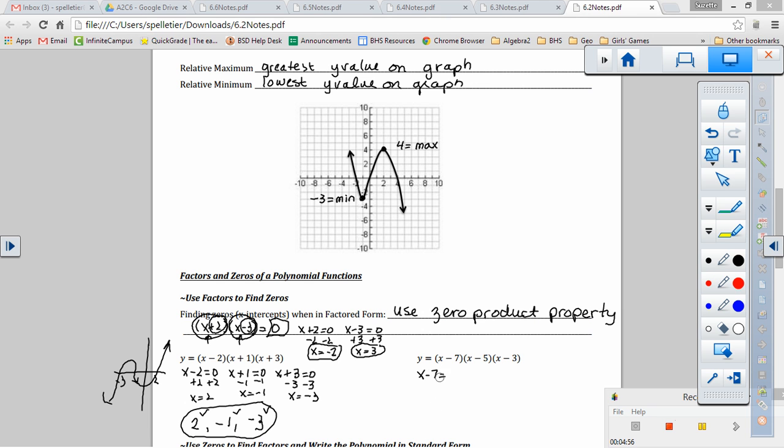x minus 7 equals 0, x minus 5 equals 0, x minus 3 equals 0. Add 3, we get x equals 3. Add 5, x equals 5. Add 7, x equals 7. Again, negative 7 here, positive 7 here, negative 5 here, positive 5 here, negative 3 here, positive 3 here. Okay?